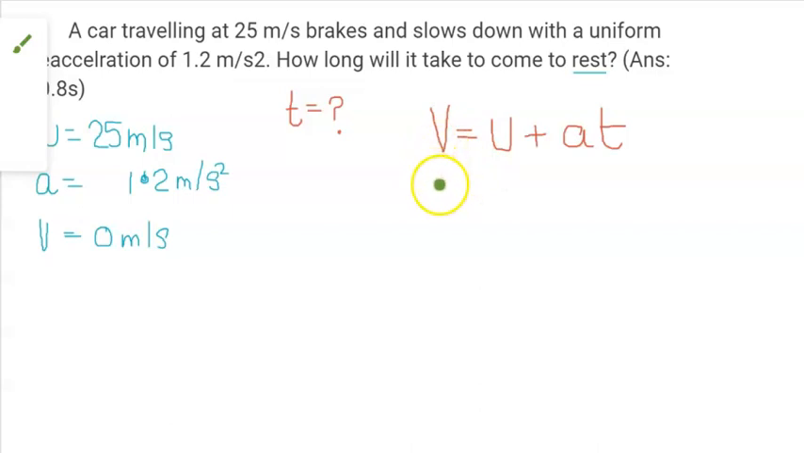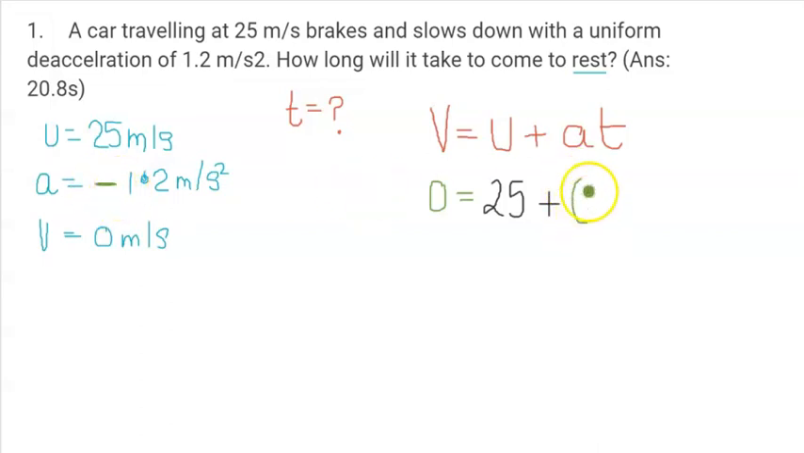What is the v? V is 0. What's u? U is 25 plus. Okay, now the trick bit here. Because it's a deceleration, deceleration means something slowing down. Negative acceleration is not deceleration. So you need to write down minus 1.2 here. So instead of a, you put minus 1.2 meters per second square. And the missing bit is the t, which I don't know.